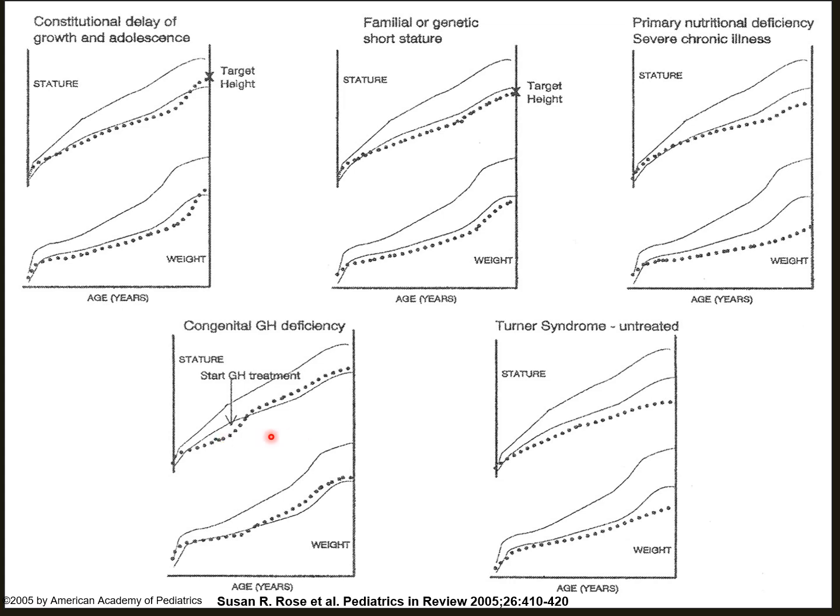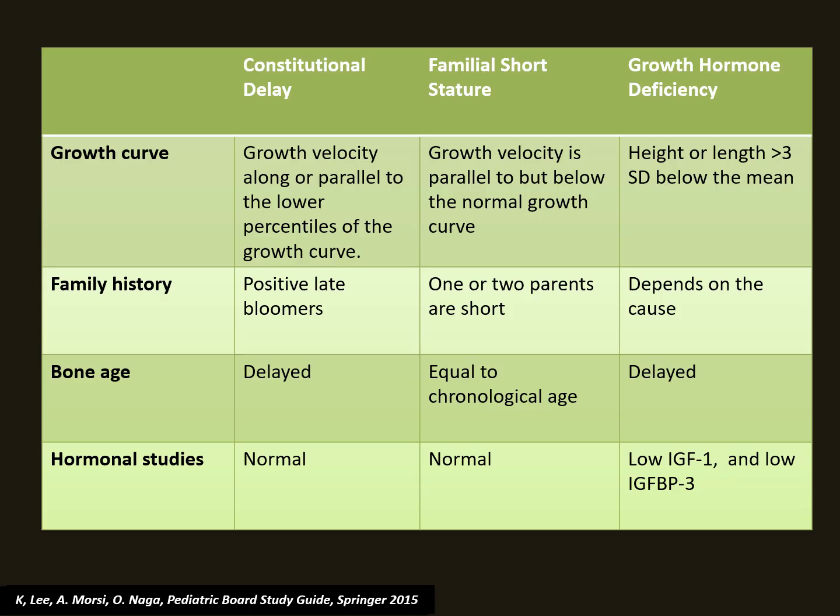If you do, bone age will be delayed in this case. Turner syndrome: this child starts to show short stature, and the length or height starts to be below the 5th percentile and continues to be below, and this child does not reach the target height. So the height of this child is way below the target height. So if this is a girl, you should suspect Turner syndrome.